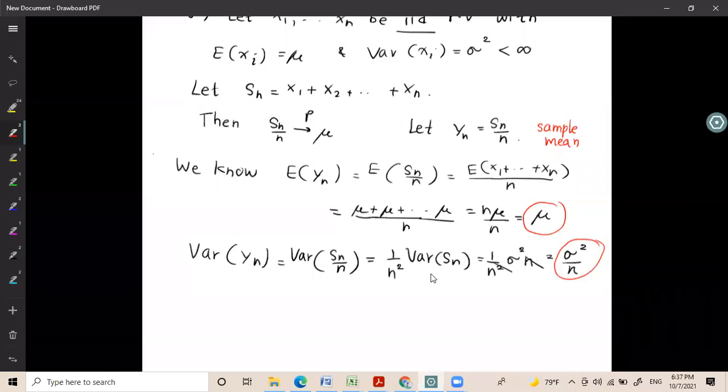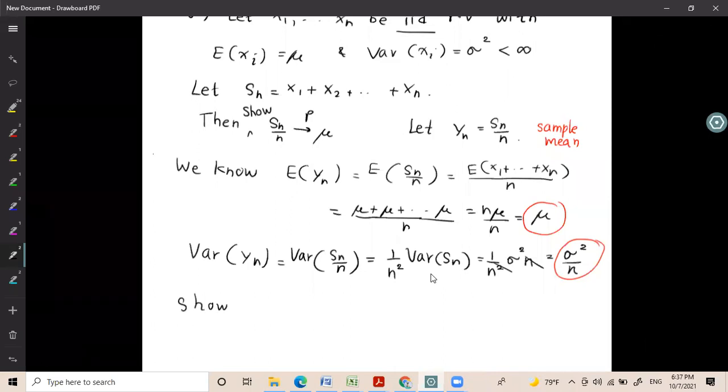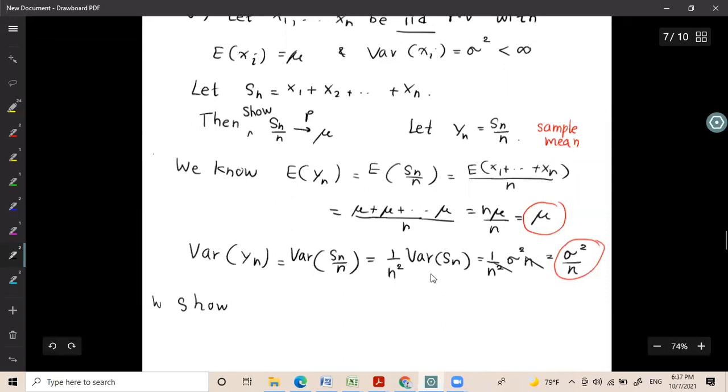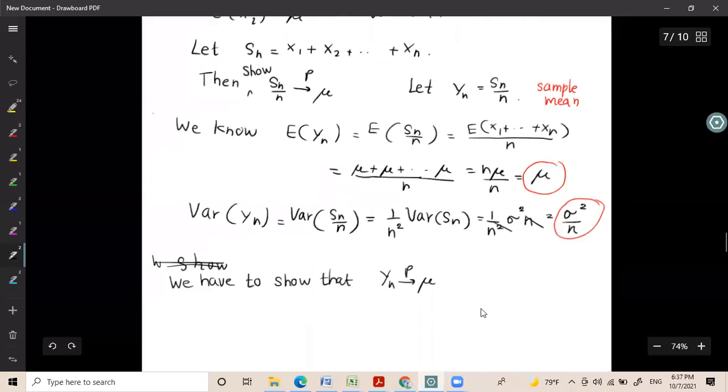Our question is now: show that Sn over n goes to mu in probability. So we have to show, writing it again, that Sn over n, which is yn, goes to mu in probability. This is what we have to show.